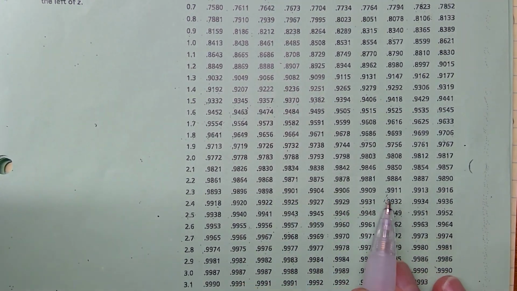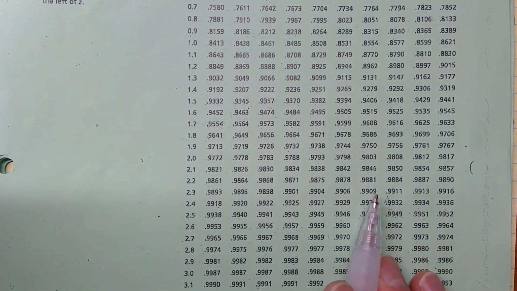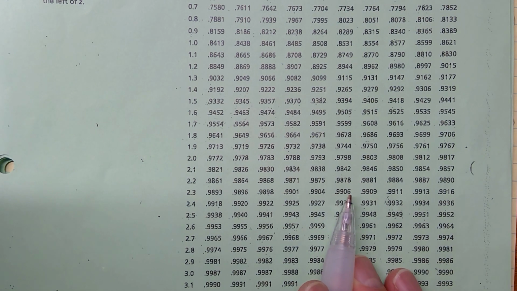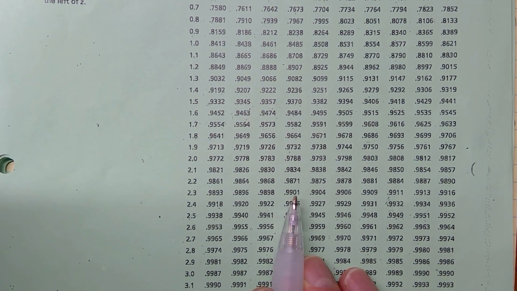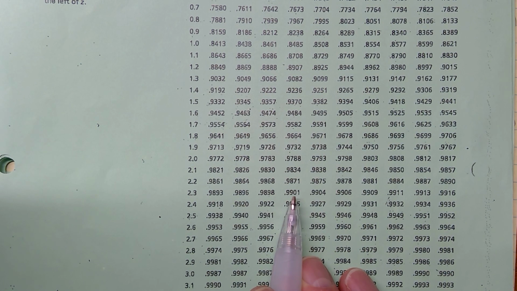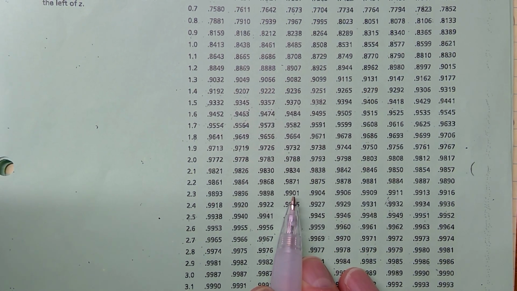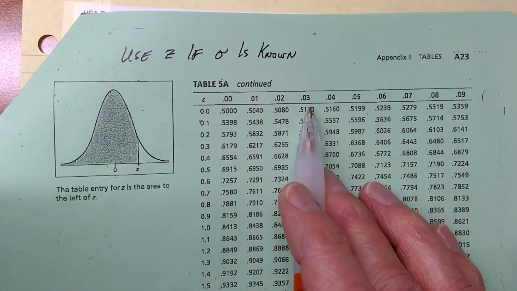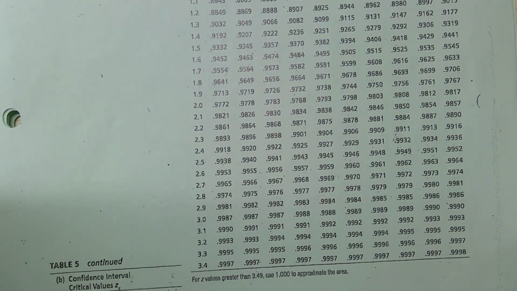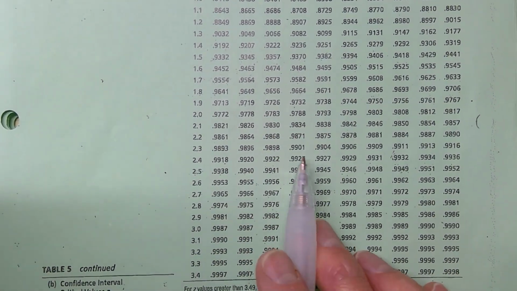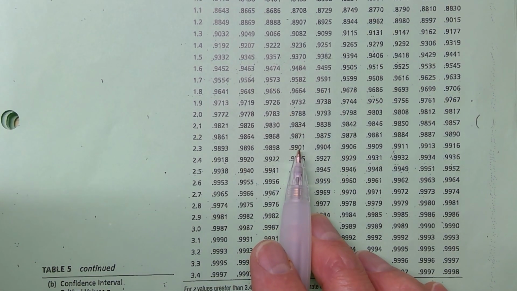And I look in here, and there's 99% and a little extra, 99% and a little extra. There's 99% and just a tiny bit extra. That's about as close as I'm going to get. So there's my 99% to the left. Now, what Z number was it that created that? That's 2.3, and then we go to the top of the column, 3, 2.33. So that's kind of the long way of finding it. Find 99% in your table, and then figure out what Z number produced that.